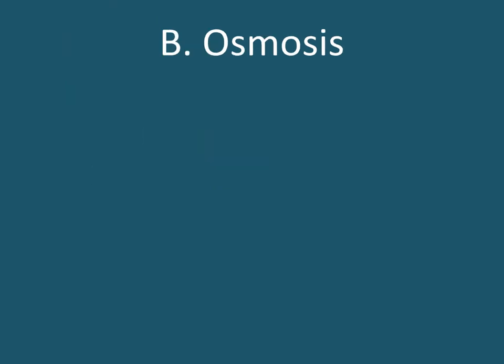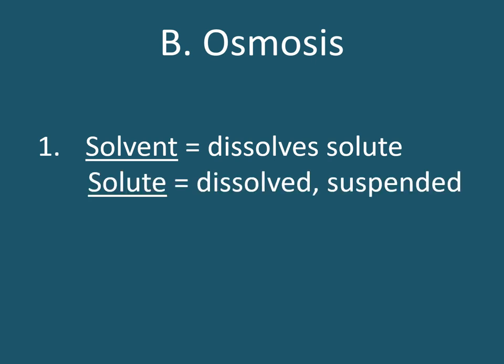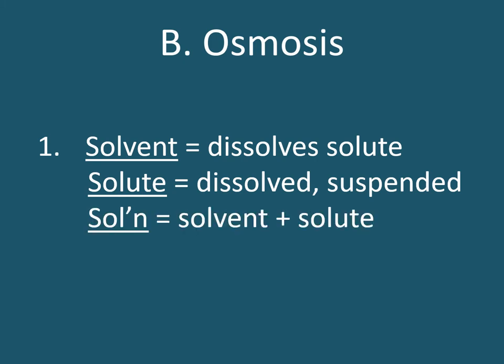To understand osmosis, we must define a few terms. A solvent is a substance that dissolves other substances. A solute is a substance that's dissolved by the solvent. To truly be a solute, it must remain suspended in the solvent. And finally, a solution is the mixture of the two. It's a solvent plus a solute. For example, a solvent might be water. The solute that you would dissolve in that water might be sugar, and the solution would be the sugar water, the mixture of the sugar and the water together.